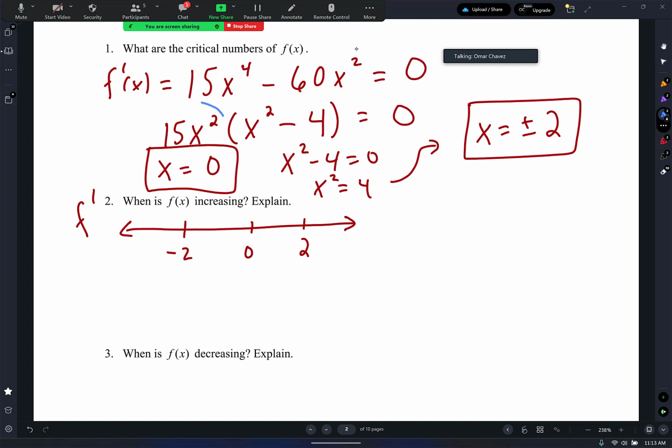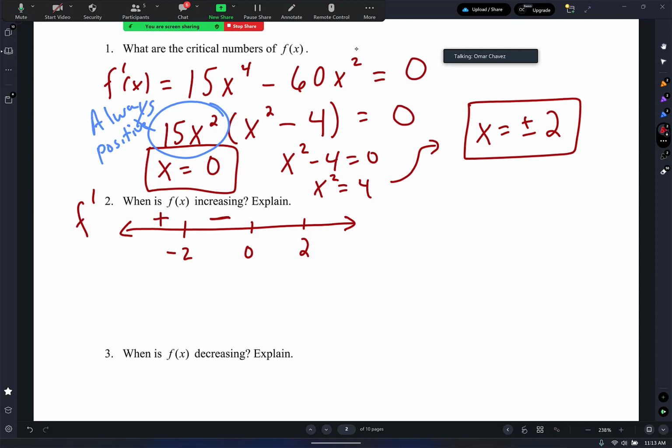All I care about is the signs. I know that 15x squared is always positive, because any number that I square is going to be a positive number. So I'm just going to focus on the x squared minus 4. So I choose a number to the left of -2, like -5. It doesn't matter, whatever number you want. -5 squared is 25, and 25 minus 4 is a positive number. I choose a number between -2 and 0, like -1. -1 squared is 1, and 1 minus 4 is going to be a negative number.